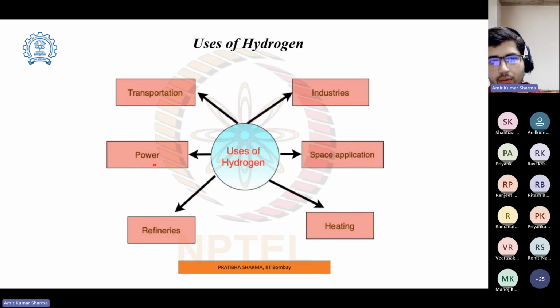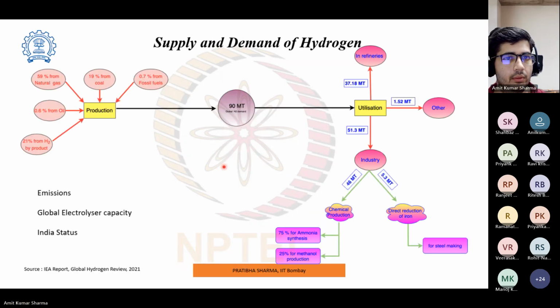And in power, we are still exploring. Some companies are working towards a hydrogen engine, but I think it's still not fully available on a commercial mass scale. So this is supply and demand.